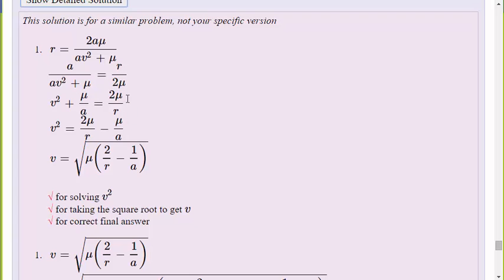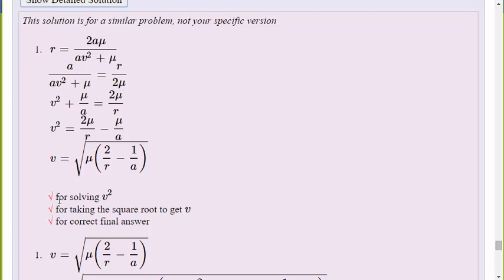I don't like that. Okay, and then after it's been flipped around, I divided av squared with a to get v squared, plus mu divided by a, because remember I've now flipped it around. I just didn't have that step there.